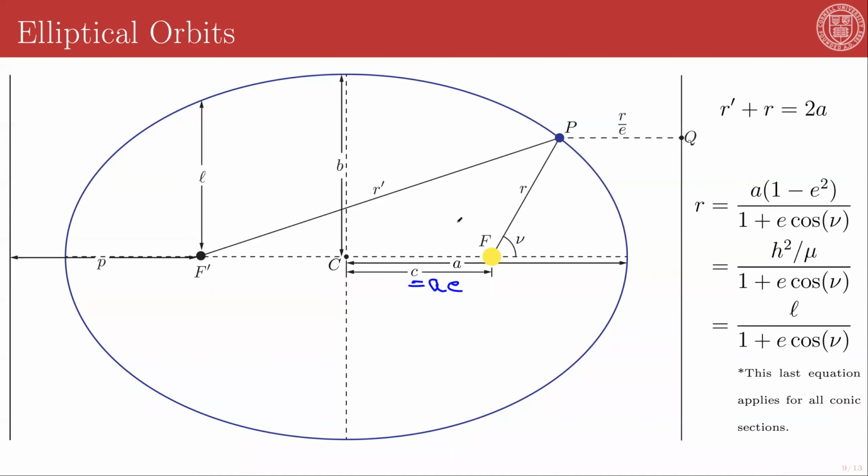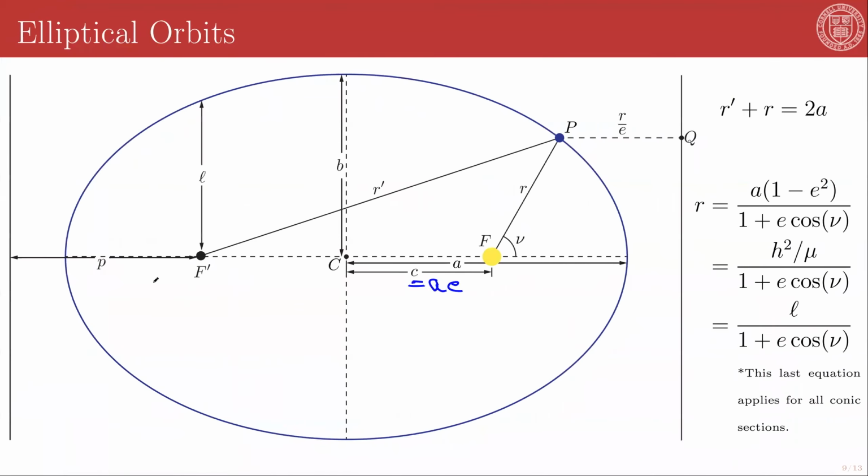Let's explore some of these results in a little bit more detail. We start with this parametric expression, r' + r = 2a. Remembering that 2a is the total distance along the major axis of the ellipse.